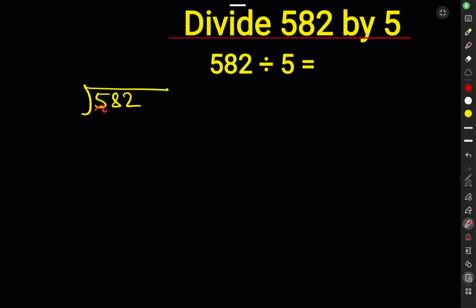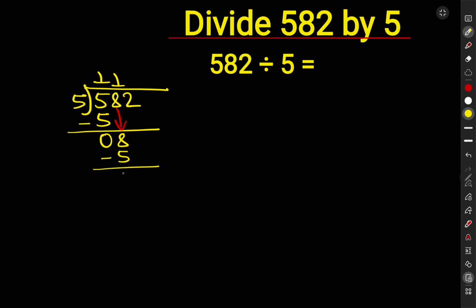If we divide 582 by 5 in long division method, 5 times 1 is 5. On subtracting we get 0. So now we put down this 8 and 5 times 1 is 5. On subtracting we get 3.